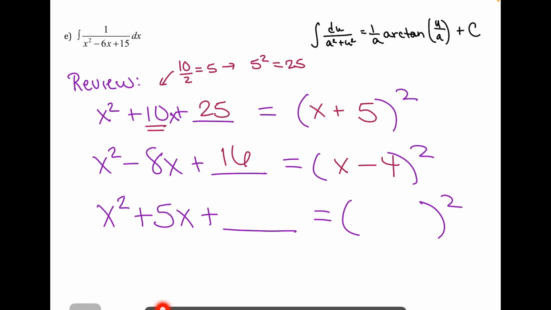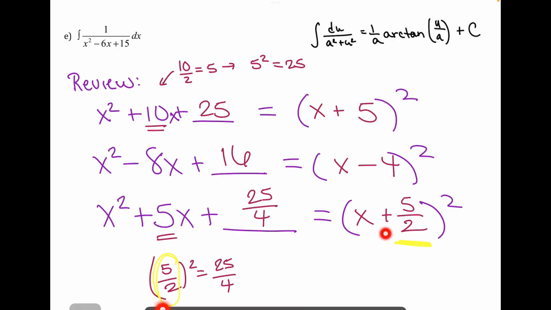One more, x squared plus 5x. To complete the square, I take the 5, divide it by 2, and square it. 5 halves squared becomes 25 fourths. So I add 25 fourths. To factor, this becomes x plus 5 halves.